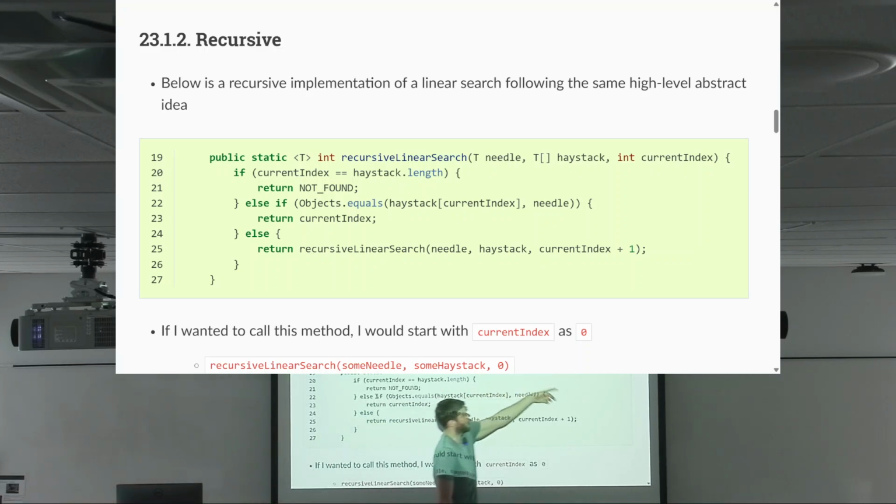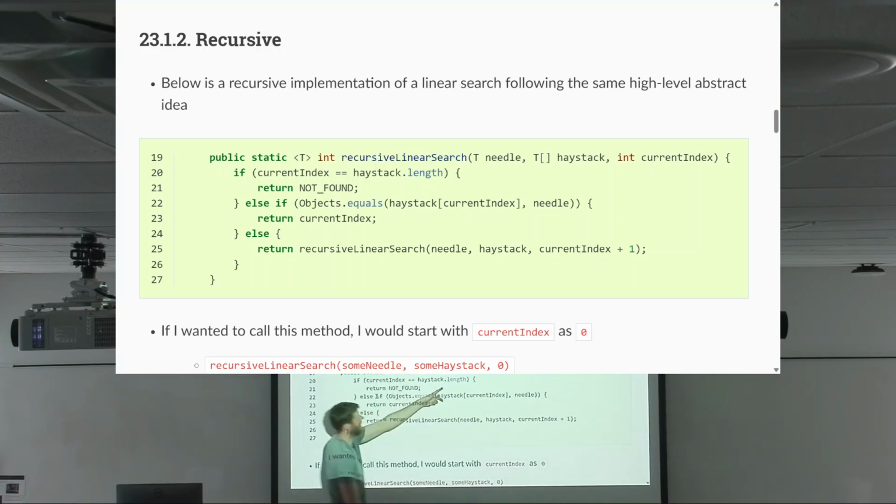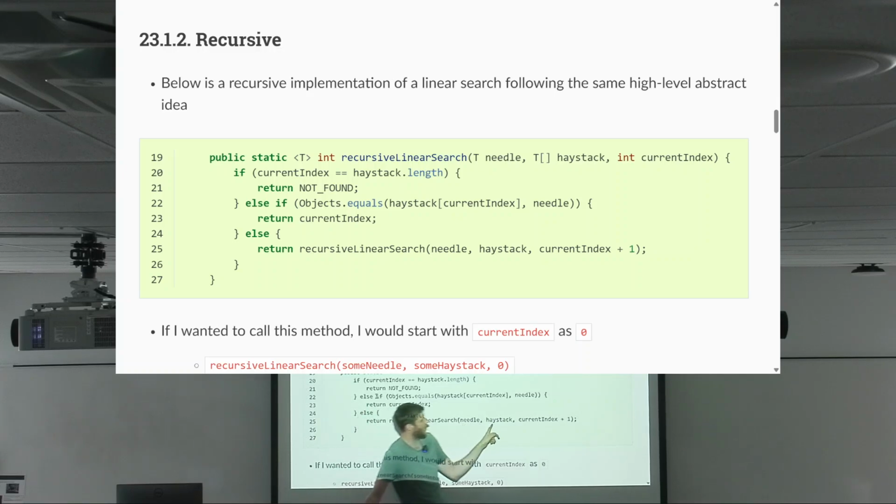Needle, haystack, current index. If current index is the length, that means we got to the end. It's not there. Return not found. Otherwise, if objects equals, if we find what we're looking for, return the index. Otherwise, call recursive search on needle, haystack, but the next index.